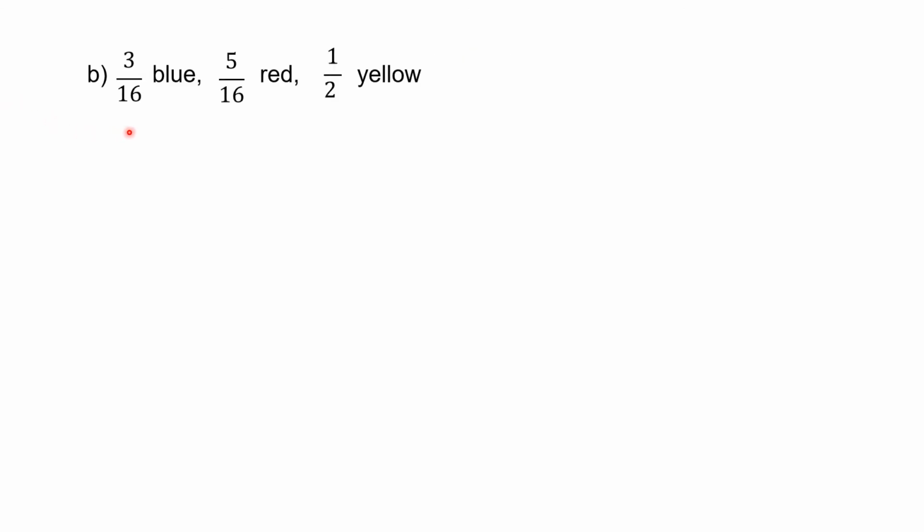Let us do the next problem. 3 by 16 blue, 5 by 16 red, 1 by 2 yellow. Actually, we have to draw a square grid of 16 squares. So 3 by 16 means we have to color 3 squares in blue. 5 by 16 red. That is, we have to color 5 squares in red. 1 by 2 yellow. Let us find out the half of 16 squares.